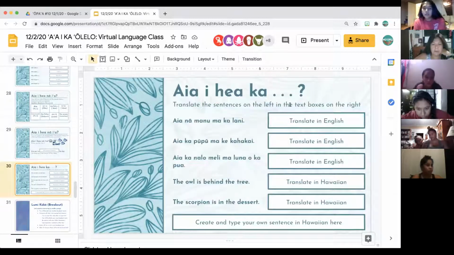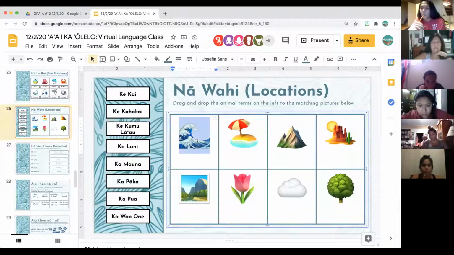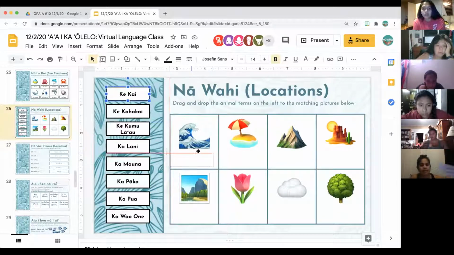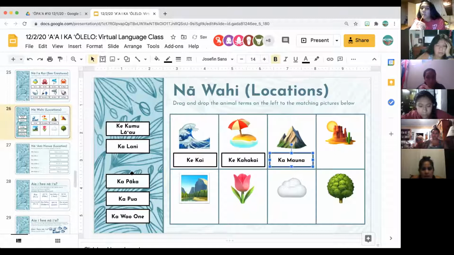Let's try some of these. That means I gotta go over this. Okay, sorry. Let's just go over this real fast. So, what is this again? Kai, the ocean. I know this may seem like a lot, but just row with us. Kahakai. The beach. Then you have your mauna. The mountain. If you need to screenshot this page, you can screenshot it. It'll help you with the next activity.